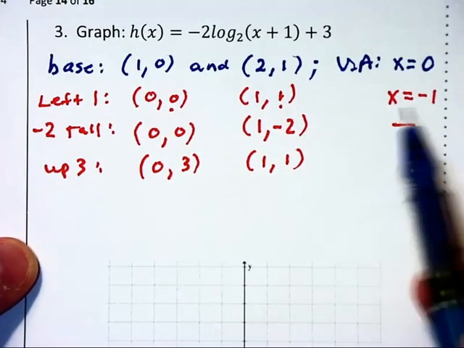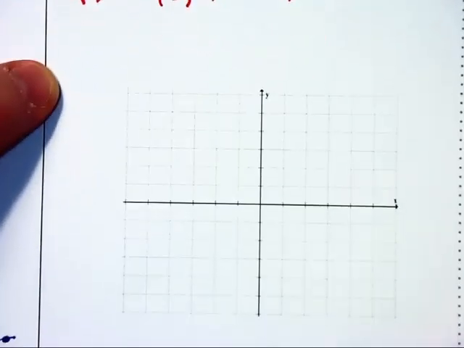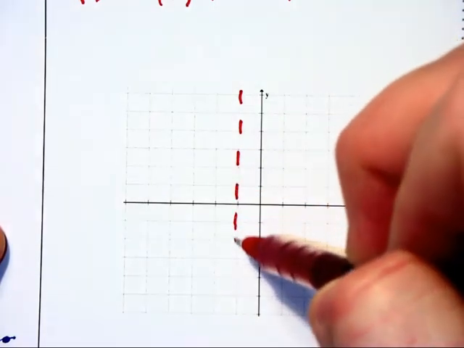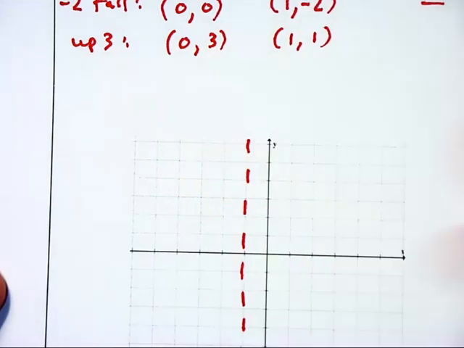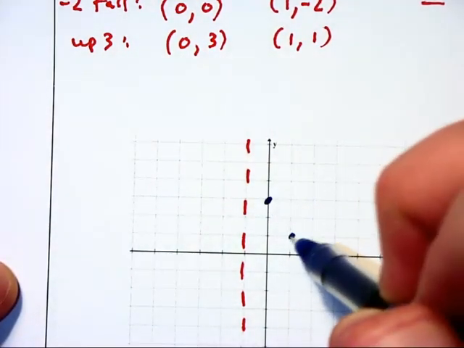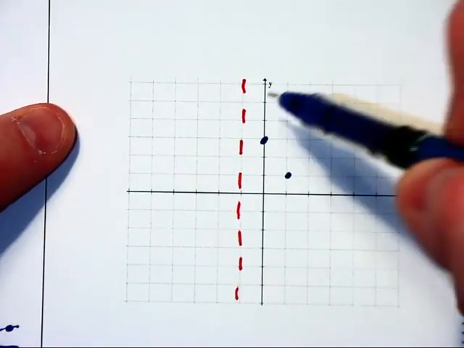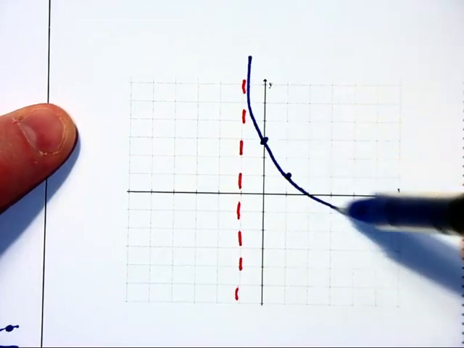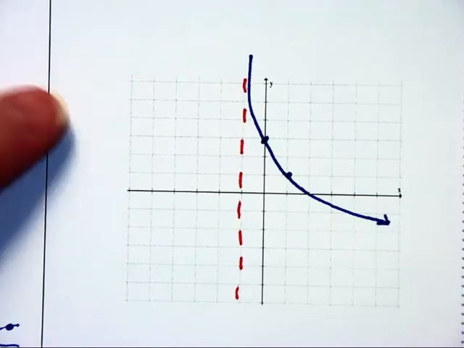Now let's graph, starting with our vertical asymptote at x equals -1. This will be parallel to the y-axis here. Our 2 points we identified were 0, 3, and 1, 1, which I'm now going to plot in here. Remember, at one point we were reflecting across the x-axis. That's why this graph is going to look like this instead, coming downward instead of going upward.